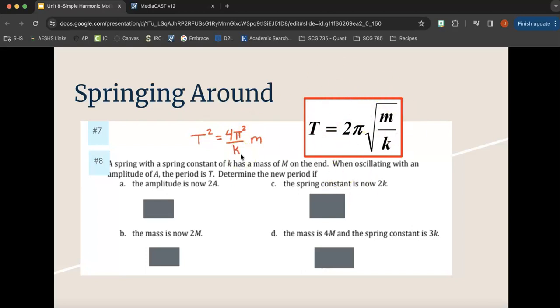Okay, so number 8 is really just proportional reasoning. If we double the amplitude, there's not going to be any effect on the period. If we double the mass, we are going to affect the period by a factor of square root of 2, because T is proportional to the square root of m. If we make the spring constant double, a bigger spring constant means a smaller period, and specifically it's going to be 1 over square root of 2 times T. If we change the mass and change k, again we're doing proportional reasoning, you should get square root of 4 over 3, because 4 over 3, and then this is a constant.